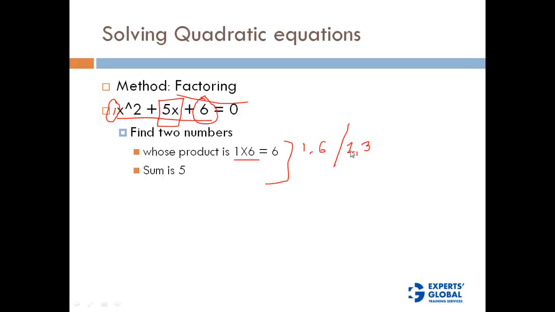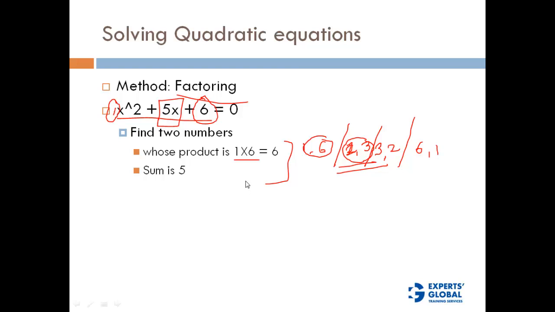These are only 2 and 3, or 3 and 2, which is basically the same, or 6 and 1. So we are only talking about 1, 6 as one set and 2, 3 as another set, right? Which of that will give a sum of 5? We'll always get 2 and 3 adding up to 5. So we are selecting 2 and 3 as the two numbers.